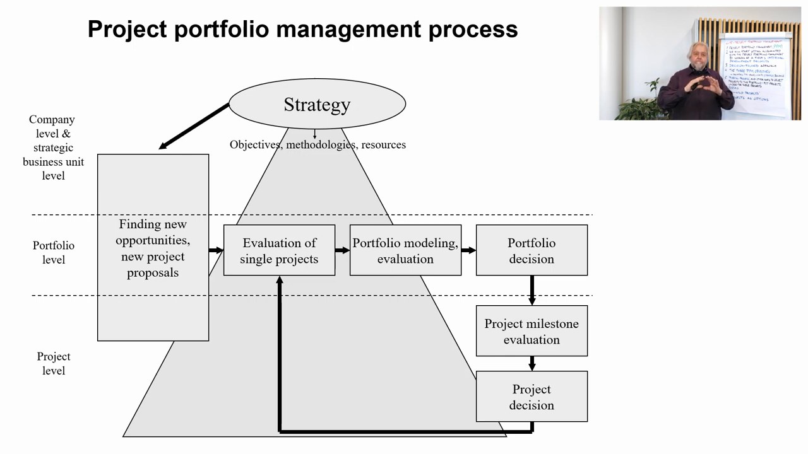Well, if we look at the middle level there, we start with finding new opportunities, new project proposals. That is what the project ideas are about, and we are going to talk about the ideas at the end part of this lecture. Then the next step is evaluation of single projects. We are going to look at that in this lecture. Then we are going to look at the project portfolio modeling phase, which comes next. And when we have modeled the portfolio, having certain methods for doing that, then we make the portfolio decision, which is the third phase after the ideation of finding new opportunities, which was the point of departure here.